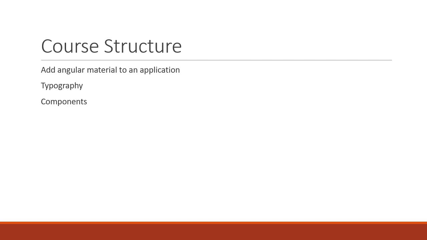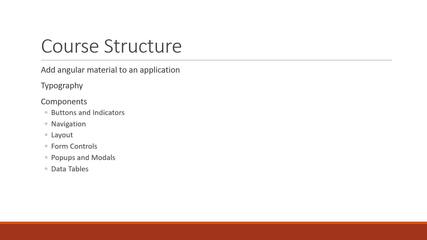The components fall under 6 major categories. We have buttons and indicators, navigation, layout, form controls, pop-ups and modals, and finally data tables. We will not take a detailed look at every single one of them, but we will cover the important ones.